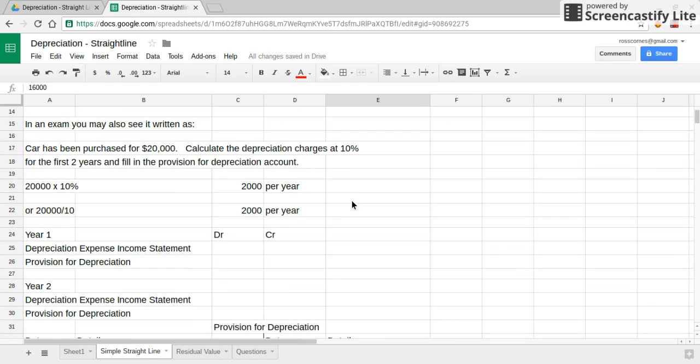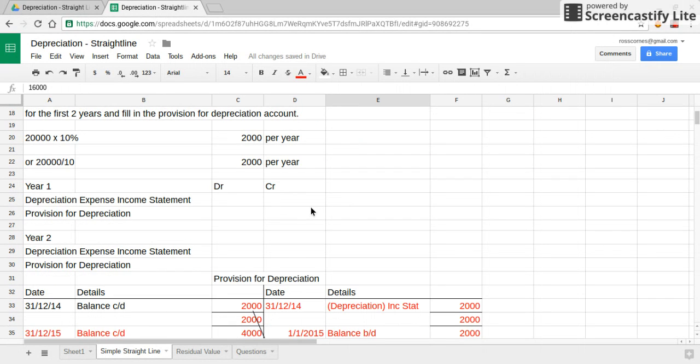And just in terms of the journal entries, these are very, very simple. For each year, we put in our $2,000 expense that appears straight in the income statement, and we put an extra $2,000 into the provision for depreciation account. So this $2,000 is the same depreciation that appears in the T account. The other one appears as an expense in the income statement, and for year 2, we just make the same entries.